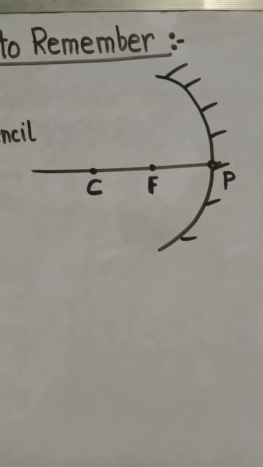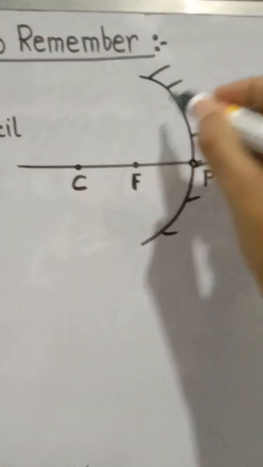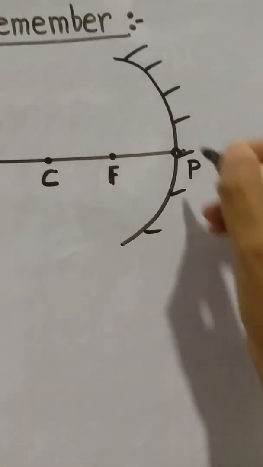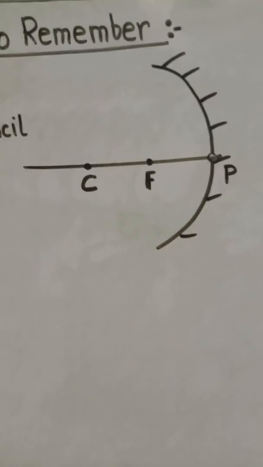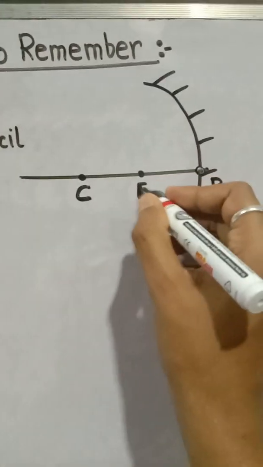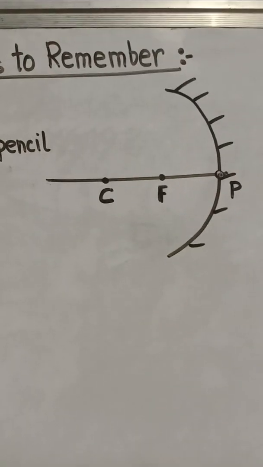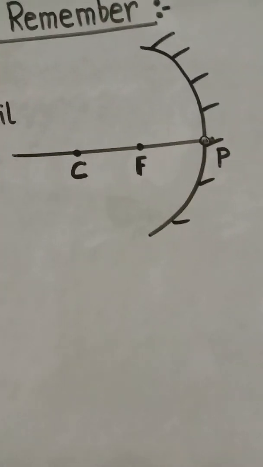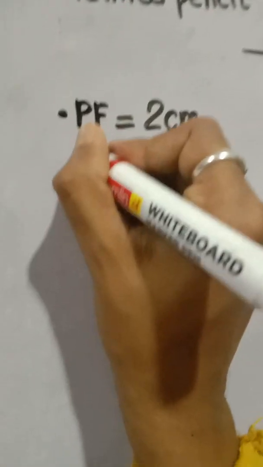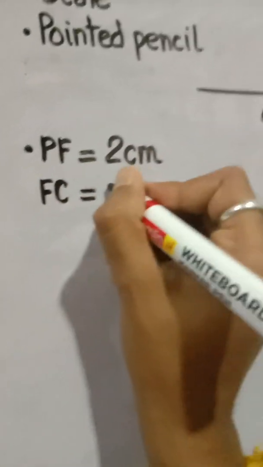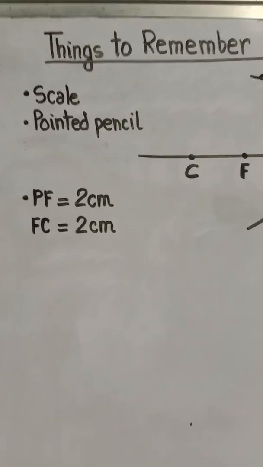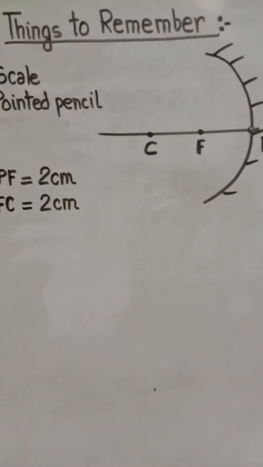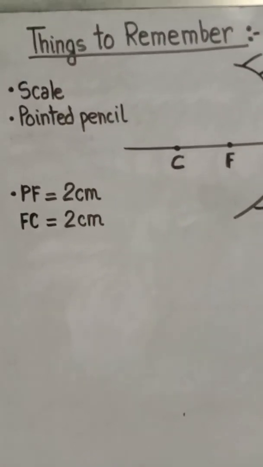Now suppose you have drawn the concave mirror first, given the non-reflecting side, and have marked the pole of the mirror. Then you have to mark the focus and center of curvature. For easy processing of the diagram, mark PF and take a measurement of PF as 2 cm. That is, the focus should be at a distance of 2 cm, and the center of curvature should also be at a distance of 2 cm. Don't extend it too much, otherwise it will look too big or too small to be accommodated within a particular area.